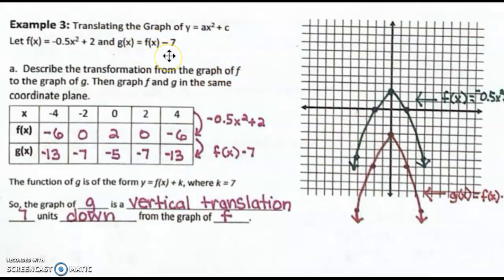If you look at g of x, it's going to tell you very straightforwardly what it does. Remember, if it's just minus a number, it's down that many spots. So g of x is a translation 7 units down from the graph of f. Okay.